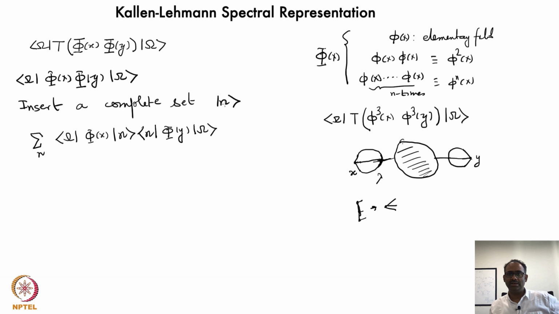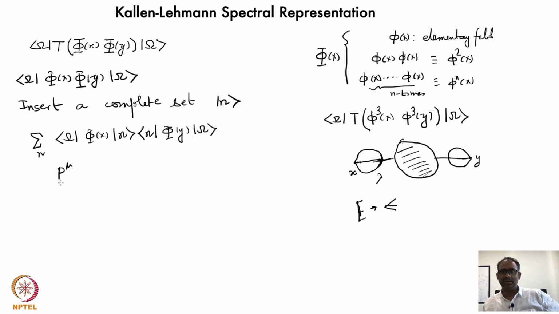Now I can take these states ket n to be eigenstates of the momentum operator P mu. I can do so because I have space-time symmetry in this problem. So there is a conserved momentum, and because it's a Hermitian operator, its eigenstates would form a complete set. So what is this ket n? Ket n is an eigenstate of the operator P mu.